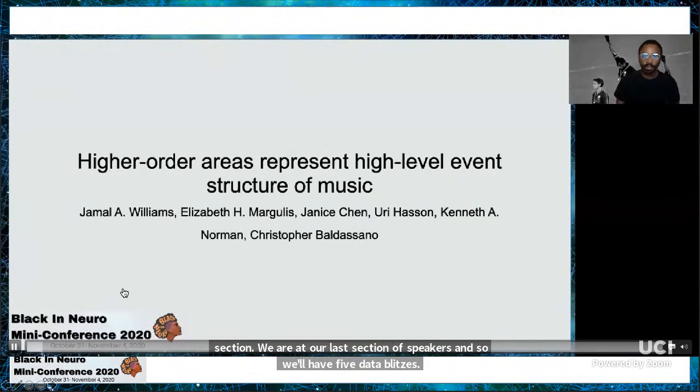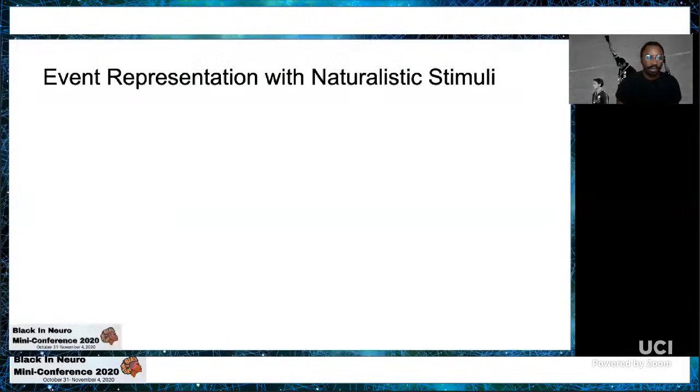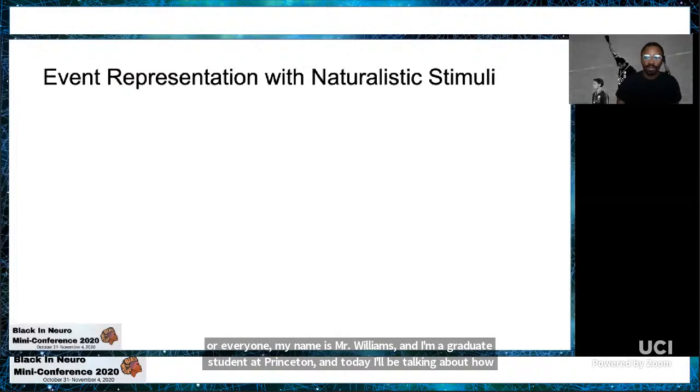Hello, everyone. My name is Jamal Williams, and I'm a graduate student at Princeton. And today I'll be talking about how higher order brain areas represent the high-level event structure in music. To motivate this, in trying to understand how we segment rich continuous stimuli into meaningful chunks, researchers have discovered a set of brain regions which represent naturalistic stimuli at varying timescales.